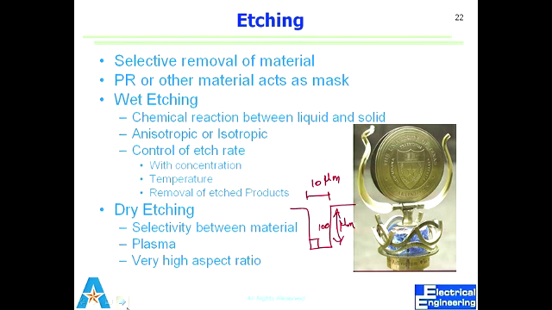BHF is a simple example. You have an oxide layer, you dip it in, it's going to etch the whole thing. You won't see any specific selectivity between horizontal or vertical. It's going to etch the whole patch. It will become clear in a couple of slides. So selectivity and anisotropy, this is something that we'll see now.